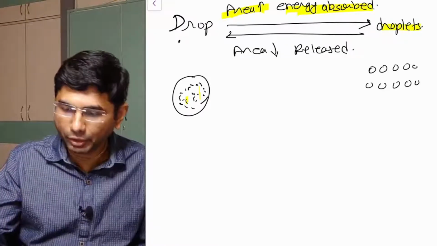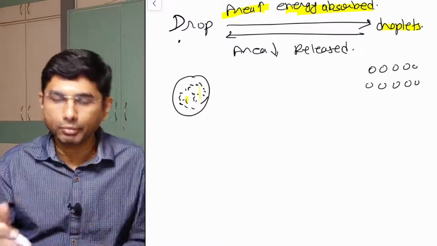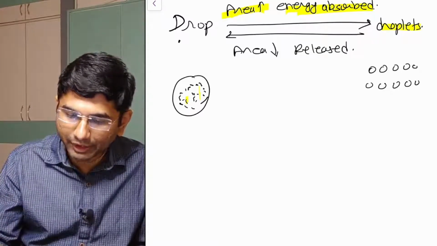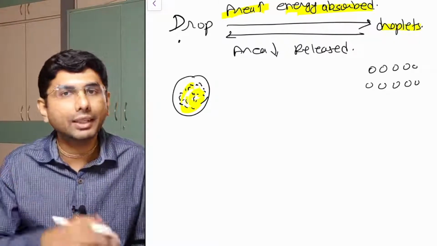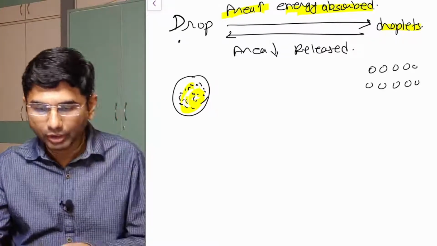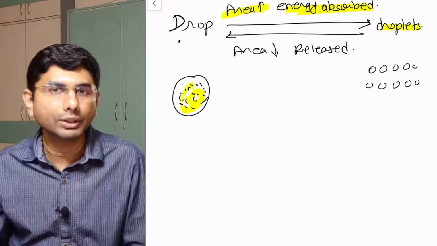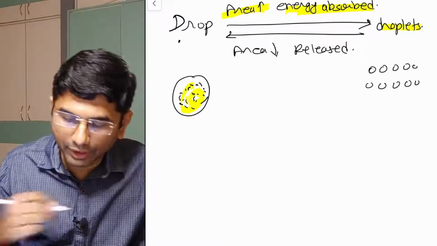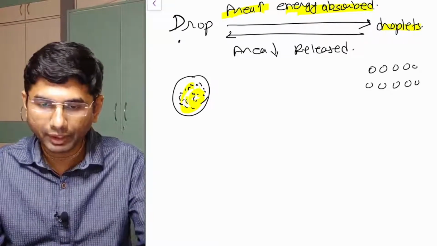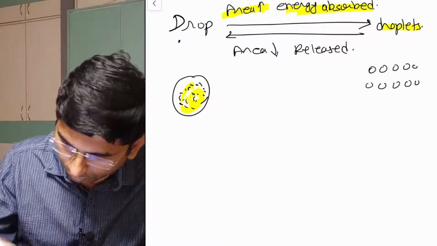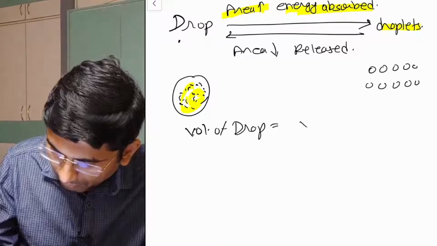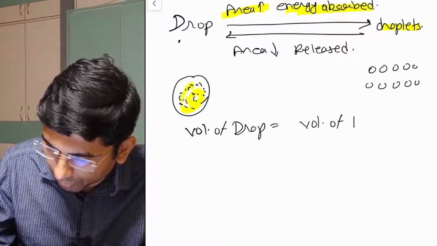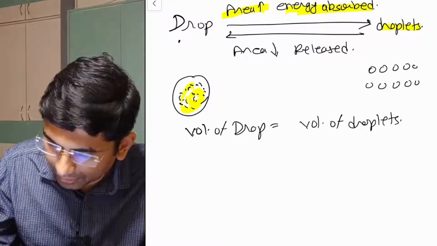And vice versa, when the droplets are combined to form a drop, energy is being released because the molecules are coming to a more stable position and the area is getting decreased. Now in this transition, one thing is not changing, that is the volume. The volume in both the cases will be the same. So we can say that the volume of the drop is equal to the volume of the droplets. This is the total volume.